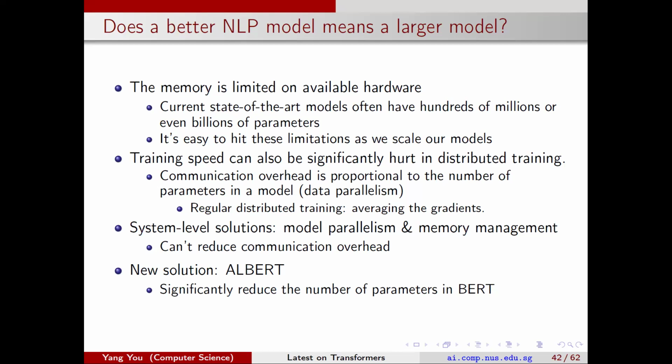And also we know the model cost is very high, and the training cost is also very high. For GPT-4, we need 5,000 GPUs daily. So ALBERT wants to build a better model with fewer parameters.